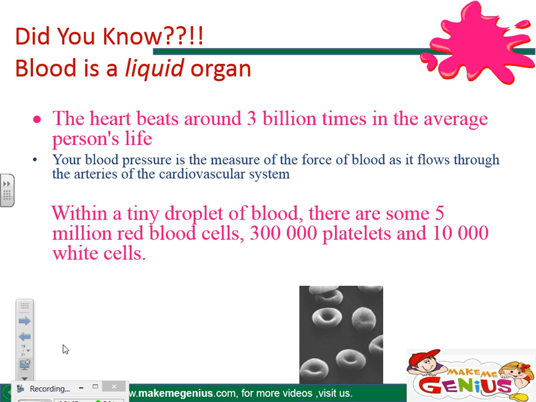Within a little tiny drop of blood, if you just prick yourself, or when you get your ear pierced, that little bit of blood has 5 million red blood cells, 300,000 platelets, and 10,000 white blood cells, which are the cells that help kill off infection. So what if your nose bleeds? We'll talk about that later. Then there's more, obviously.